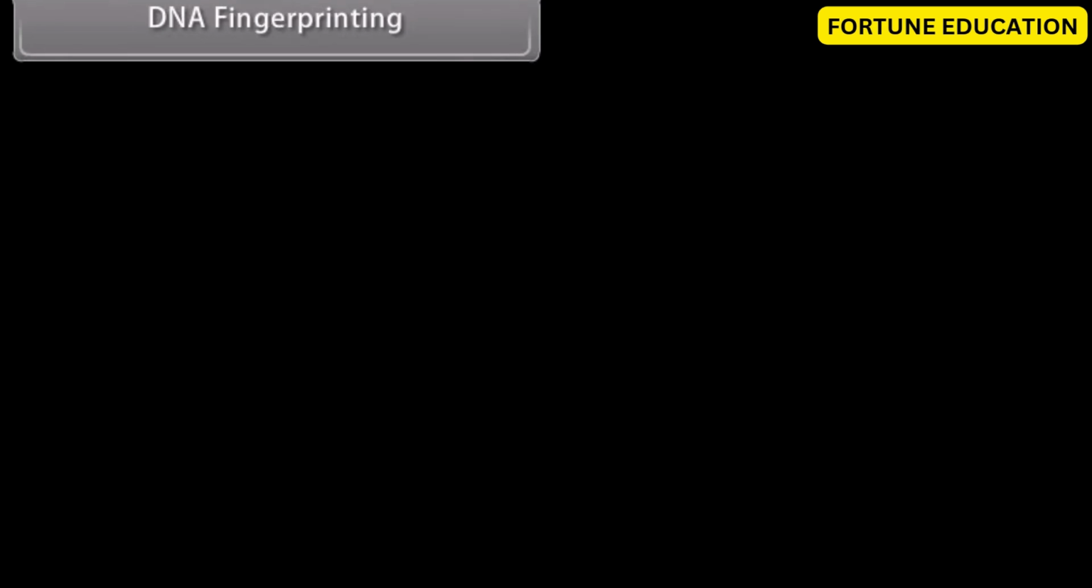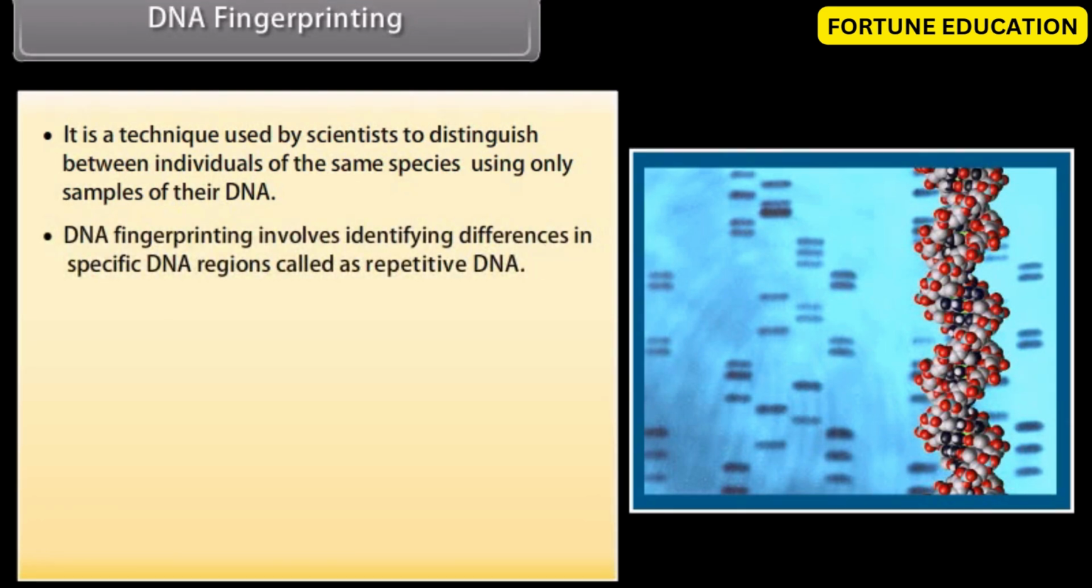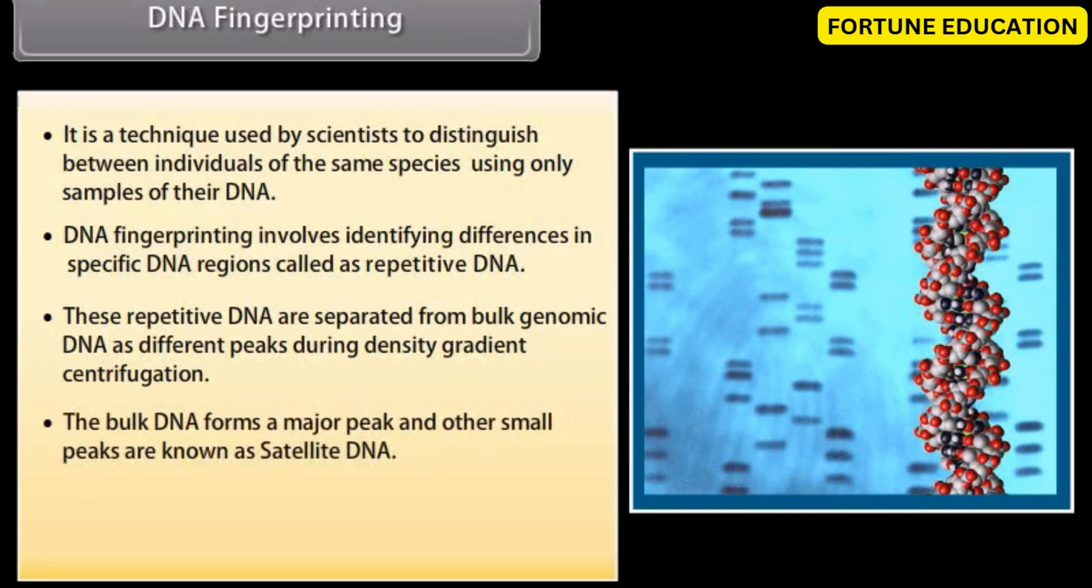DNA fingerprinting. It is a technique used by scientists to distinguish between individuals of the same species using only samples of their DNA. DNA fingerprinting involves identifying differences in specific DNA regions called as repetitive DNA. These repetitive DNA are separated from bulk genomic DNA as different peaks during density gradient centrifugation. The bulk DNA forms a major peak and other small peaks are known as satellite DNA.